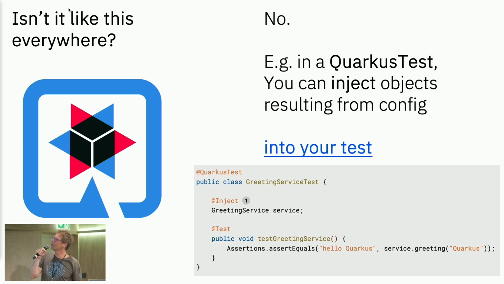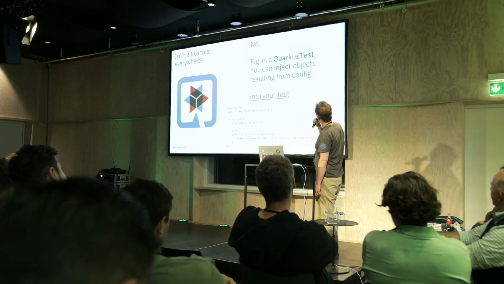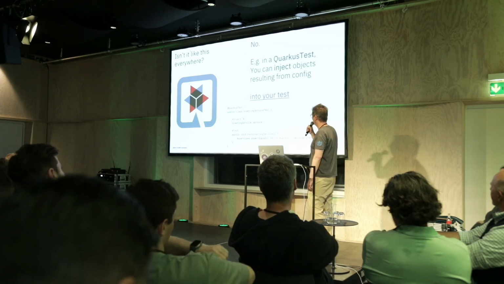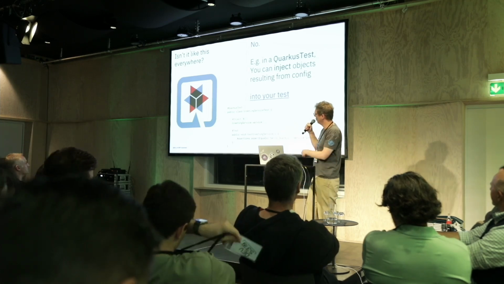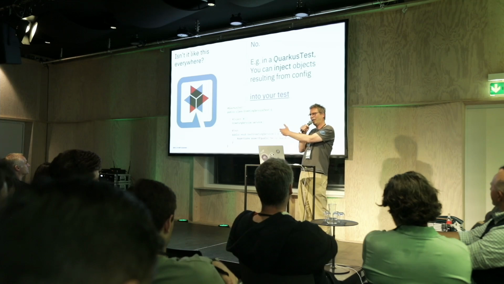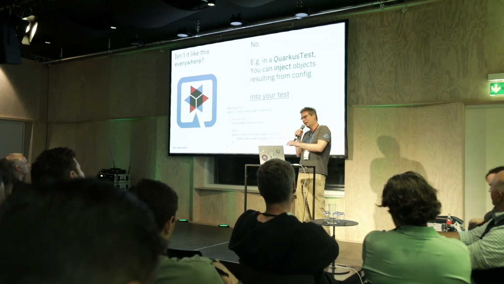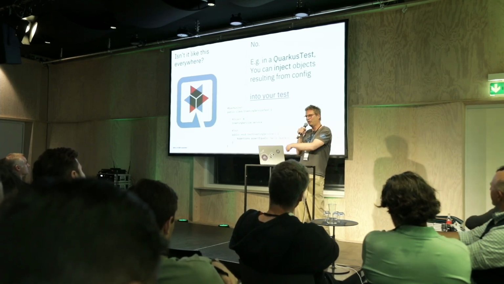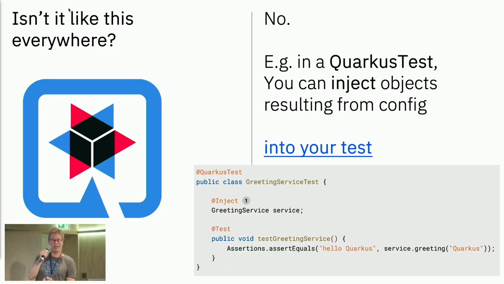But there is, for example, Quarkus, and it's not like this with Quarkus, because in a Quarkus test, when you annotate your test class with Quarkus test, somehow you can have an object injected which results from the configuration that you have in your project. I mean, that's great. You can get a site config injected and then test whether the site configuration is as you expect it to be. How the hell do they do this?